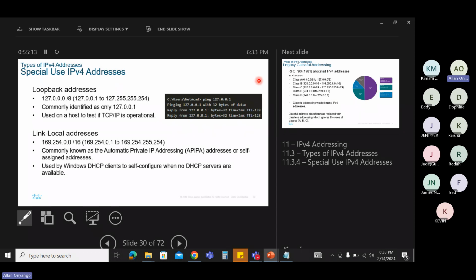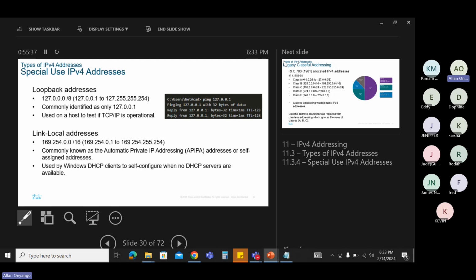Special types of addresses are actually reserved addresses. Any address that begins with 127, okay? 127.0.0.1 all the way to 127.255.255.255. So the 127 is called a loopback address. It's a special type of address. It's called a loopback address.